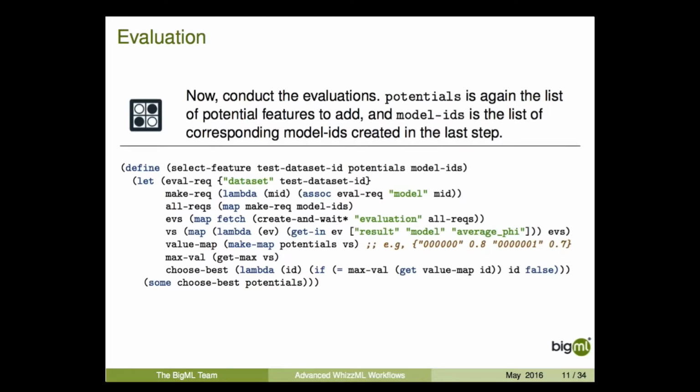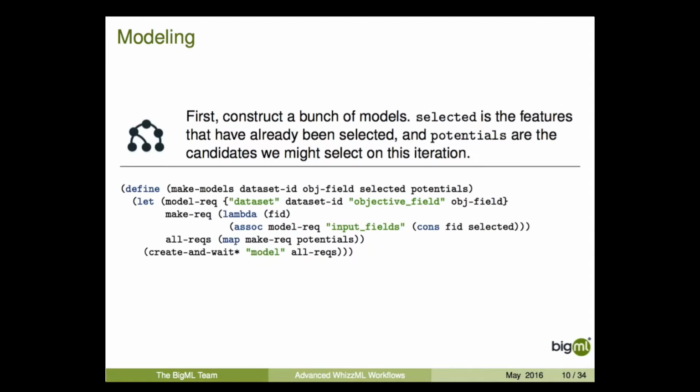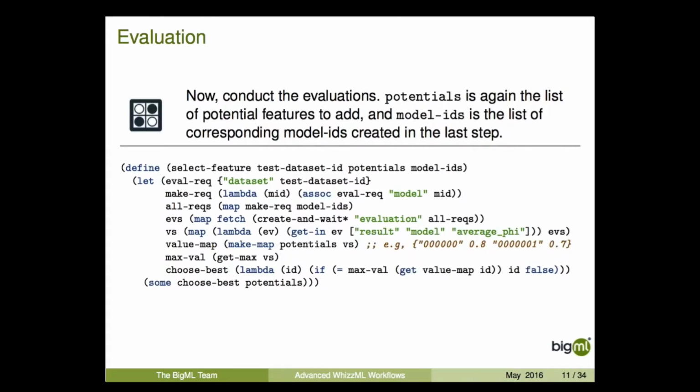Then the next thing we have to do once we have all of these models is we have to conduct evaluations over all the models, because we want to know which one was best. Remember, each of the models we created in the last slide has slightly different input fields. We've tried each of our potential features and added them to our list of input fields one by one, and now we want to create a set of evaluations over those models. So we define a function here that takes a test dataset ID, the list of potential fields that we just tried, and the model IDs corresponding to those potential fields. And the function itself looks pretty similar to the last function we saw.